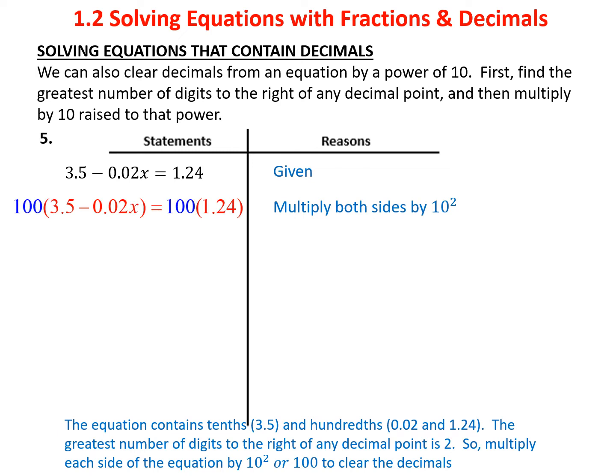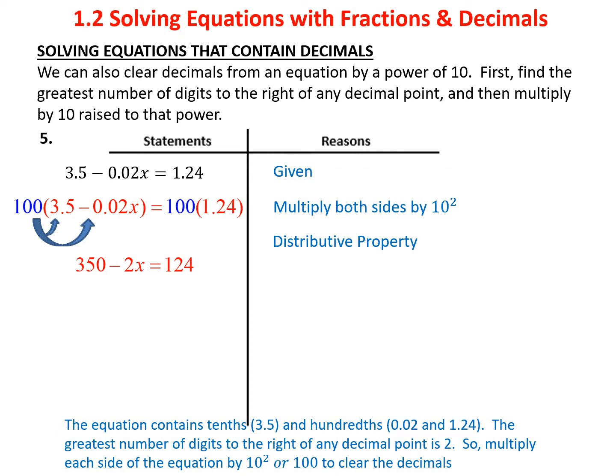And so we have 100 times 3.5, minus 100 times 0.2x, and then 100 times 1.24. Distribute on the left side, and we get 350. Again, an easy way to multiply by 100 is just move the decimal over 2 to the right. And like in the first case, with 3.5, if there's not a second number, you have to put in the placeholder 0. So 350 minus 20x equals 124.